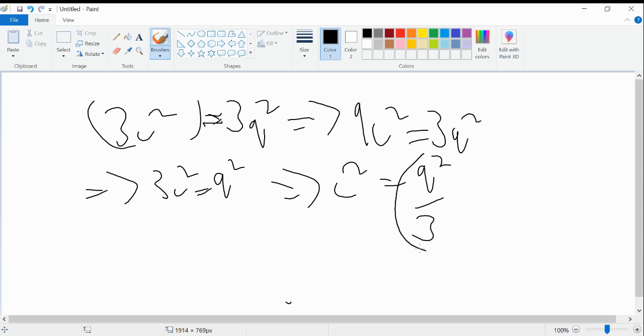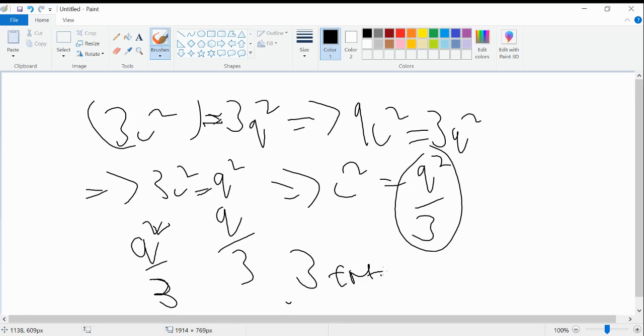So with q squared over 3, what we see is that q squared is divisible by 3. And 3 also divides q because that just follows from the q squared. We see that 3 divides q. And just like we saw with p, that means that 3 is a factor of q.